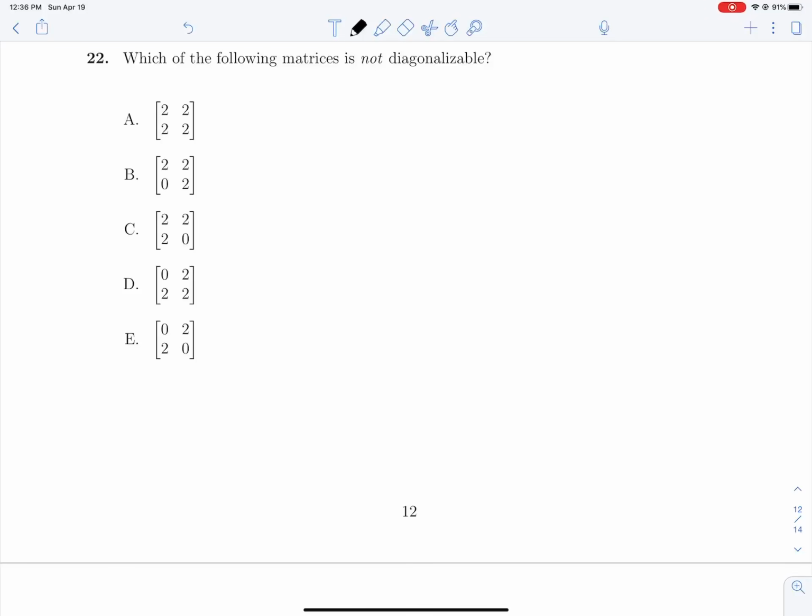If we're solving A for its eigenvalues, that will be (2 minus lambda)(2 minus lambda) minus 4 is equal to 0, or lambda squared minus 4 lambda plus 4 minus 4 is equal to 0. And so this has eigenvalues of 0 and 4. Because we found two eigenvalues, each of those must have at least, or in fact, in this case, exactly one eigenvector associated with them. Therefore, we have two eigenvectors for this matrix, and it is diagonalizable.